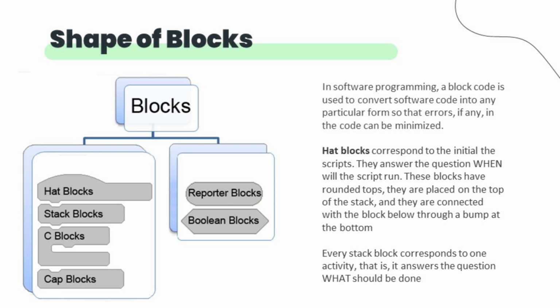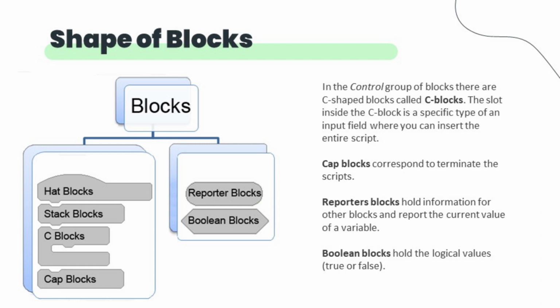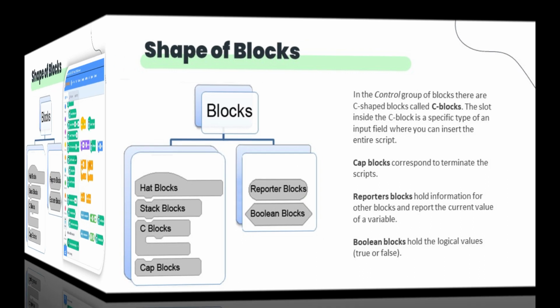Based on the shape of the blocks, there are various blocks. Head blocks correspond to the initial scripts. Stack blocks correspond to one activity that should be done. C blocks are a specific type of input field where you can insert the entire script. Cap blocks correspond to terminating the script. Reporter blocks hold information for other blocks and report the current value of a variable. Boolean blocks hold logical values, true or false.